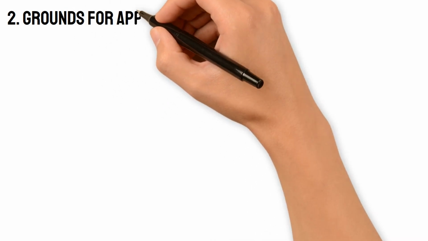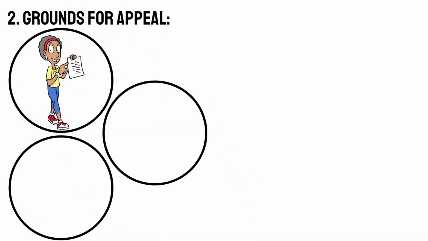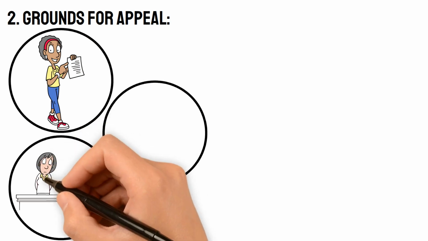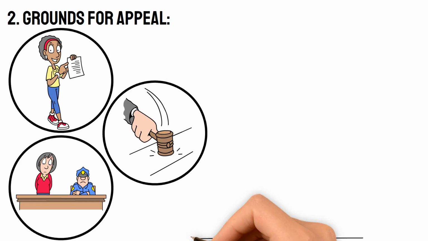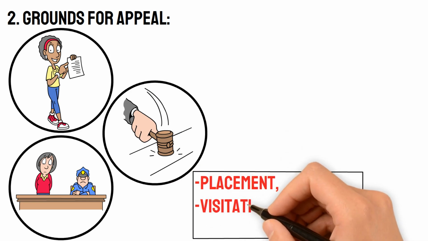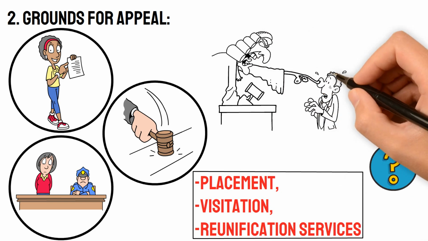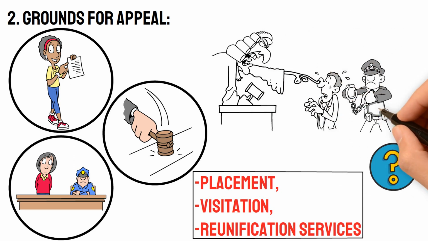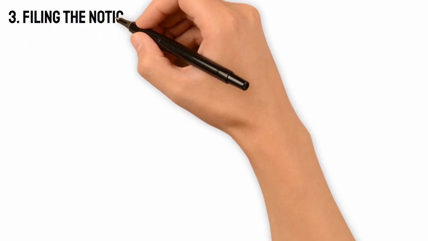2. Grounds for appeal. Parties may appeal various decisions made by the juvenile court, including orders following adjudicatory and dispositional hearings, rulings on motions, and decisions regarding placement, visitation, or reunification services. Appellate courts generally review questions of law, but may also consider factual findings if they are challenged as unsupported by substantial evidence.